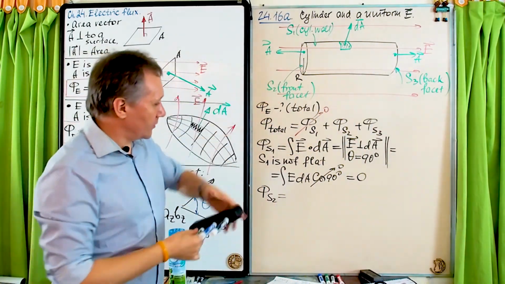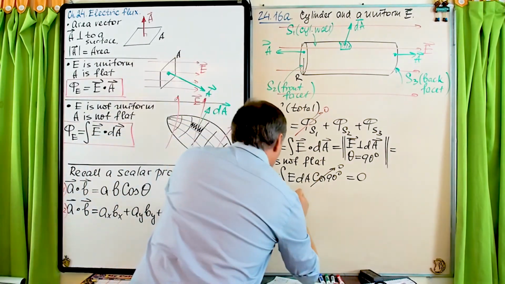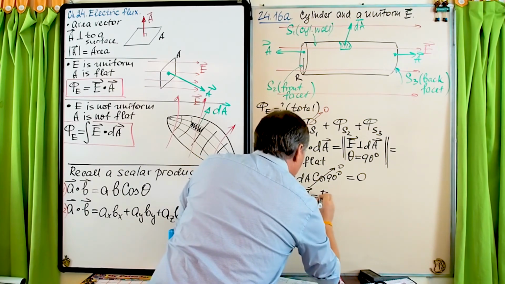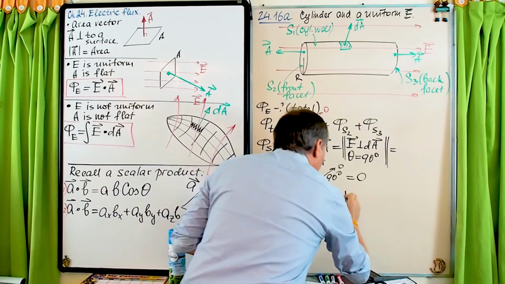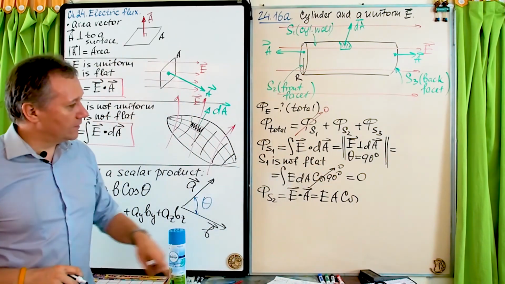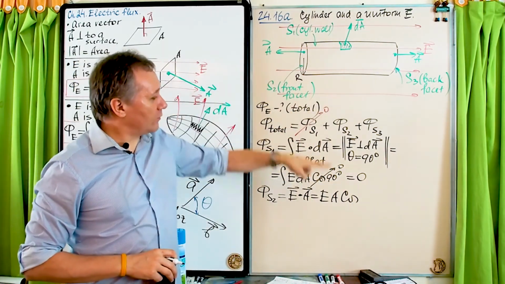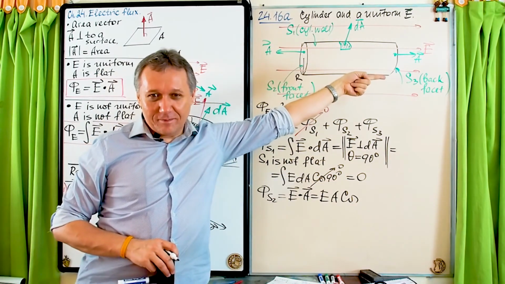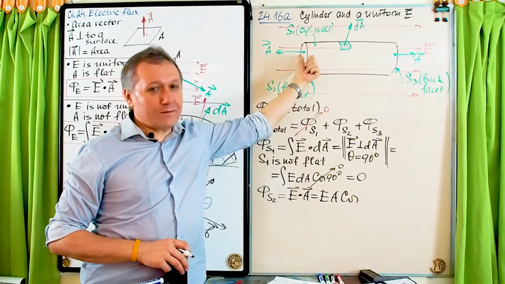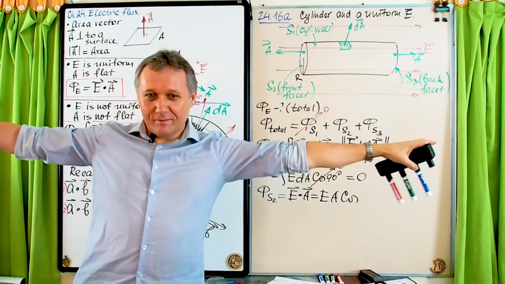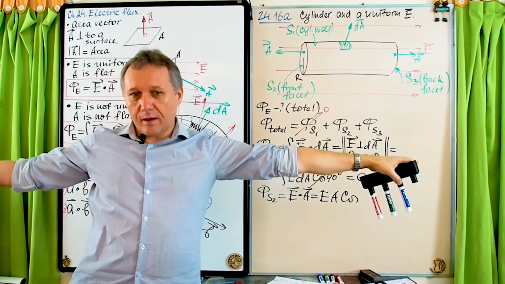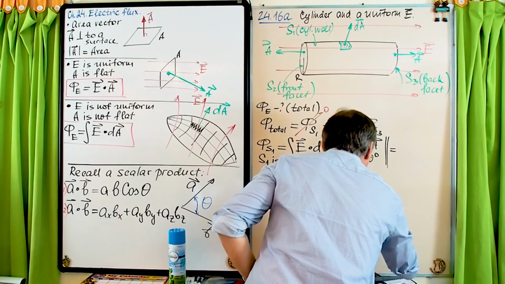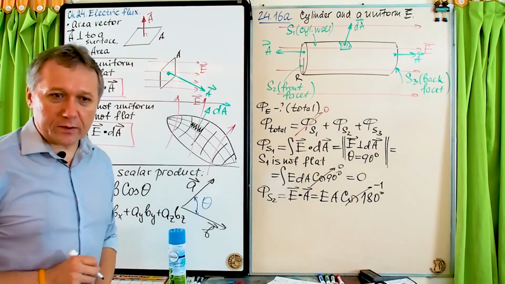And what's the angle? Okay, so the flux through S2 will be E dot A. So it's E, A, and cosine. What's the angle? Electric field points that way. Area vector points this way. The angle is 180 degrees. Cosine of 180 degrees is -1. So you will get minus EA.